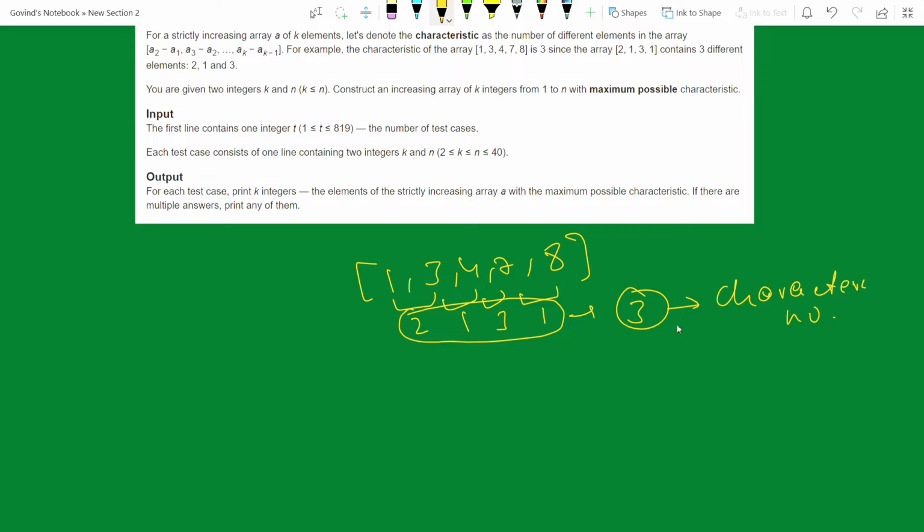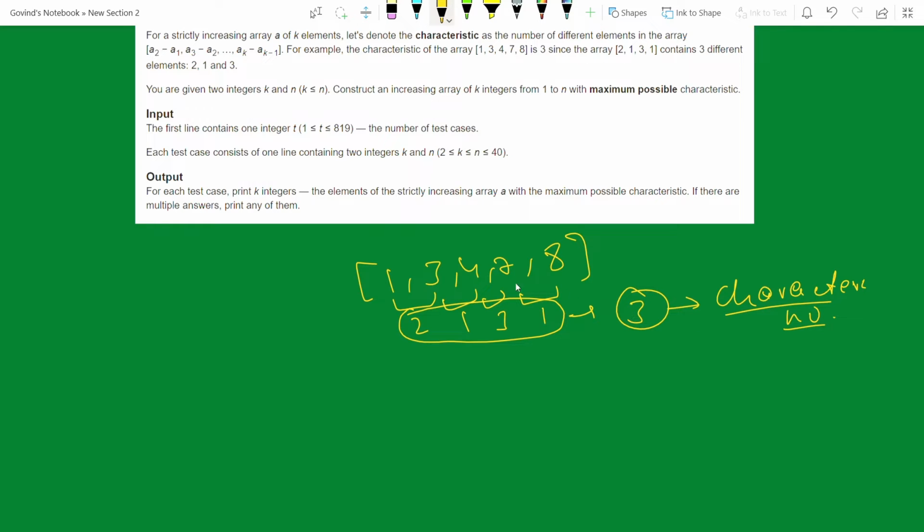So this is the characteristic number. Let's understand this characteristic number by distinct differences. It is the difference of adjacent pairs, and the distinct elements that we are having after taking the difference of all the elements would be our characteristic number.